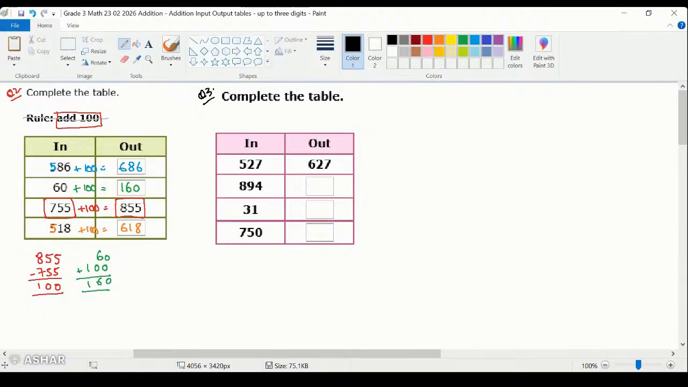Do we have a pair of values which are given to us? The first set of values is given to us, right? So we can see the number is increasing because the topic is addition. So if we say 627 minus 527, that means we are adding 100, right? So if we add 100 to 894, only the 100 position will change. 994.